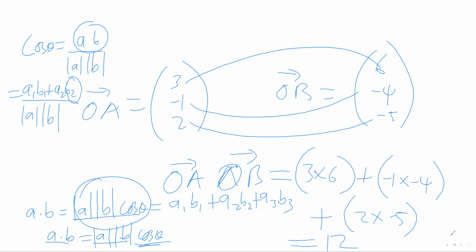So let's say we have been given 2 vectors: 1, negative 1, 1, and 2, 2, 1, 4. So we have that.